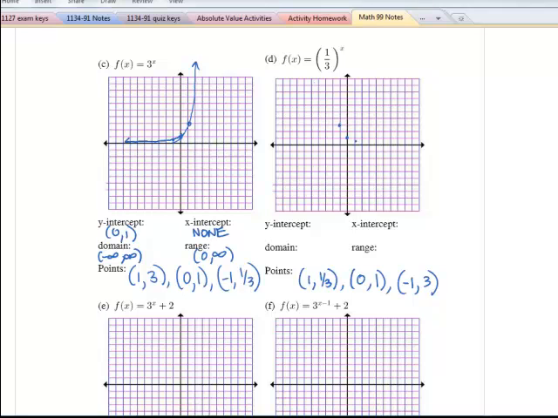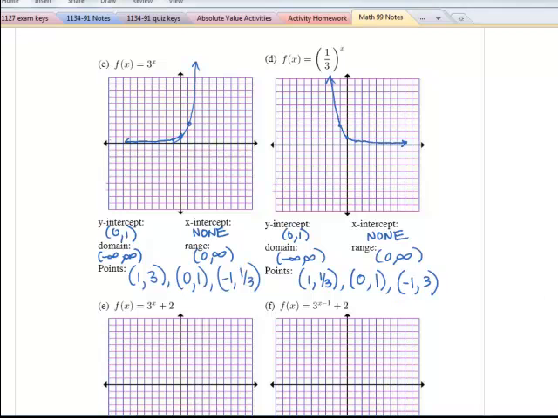You'll talk about that when you get to college algebra or pre-calculus. If you take that course, we can talk about why that would be. But here's what our graph would look like. The y-intercept again is (0, 1). The x-intercept, none. And the domain, all reals, and the range, everything above 0.